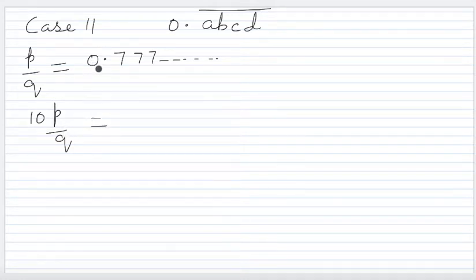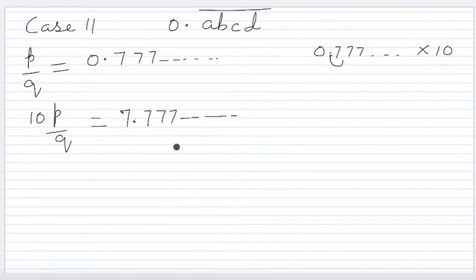Now if I multiply 0.7777... by 10, what will happen? Only the decimal point will shift one place to the right. So we are going to have 7.777..., and this will continue forever.